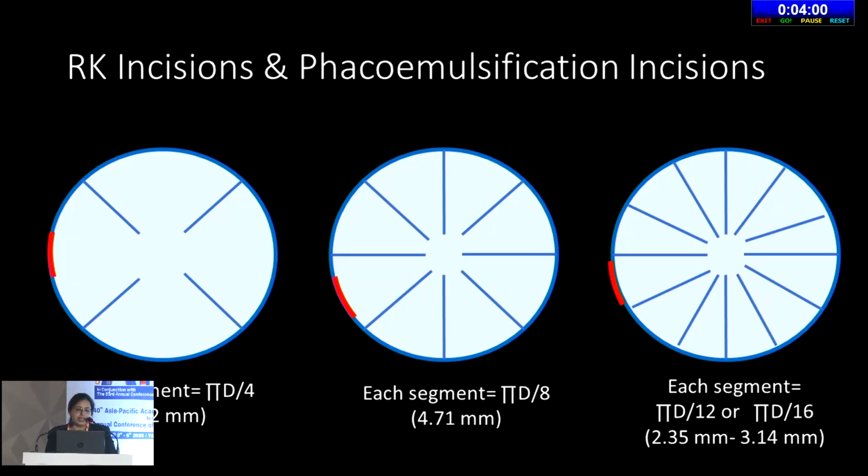So when you look at the RK incisions, if you look at the formula 2 pi r or pi into diameter, depending on the number of incisions, you can get the circumference of each arc segment. As long as you have around 8 segments, you are fine in making a posterior limbal or a clear corneal incision. Even till 16, in between 2 incisions, you have around 2.35 mm distance, so you can go ahead with a 2.2 mm incision.